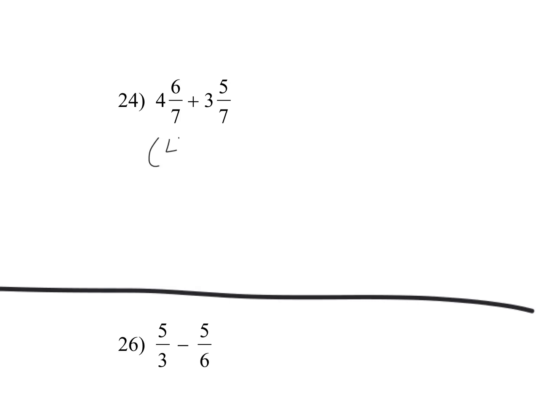Yep. Split up whole numbers. So our whole numbers are 4 and 3, and our fractions are 6/7 and 5/7. Now just do those both separately. What's 4 plus 3? 7. What do we get for our fraction?